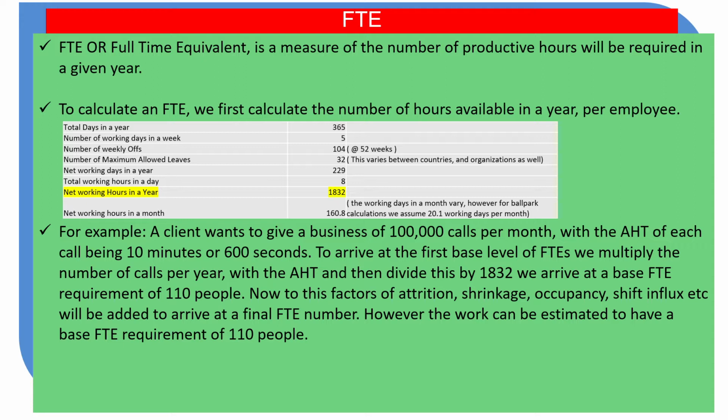Now to this, factors of attrition, shrinkage, occupancy, shift influx, etc. will be added to arrive at a final FTE number. However, the work can be estimated to have a base FTE requirement of 110 people. So the client and the vendor can agree that the work will be for 110 full-time employees. This will then help in working out other terms of the agreement.